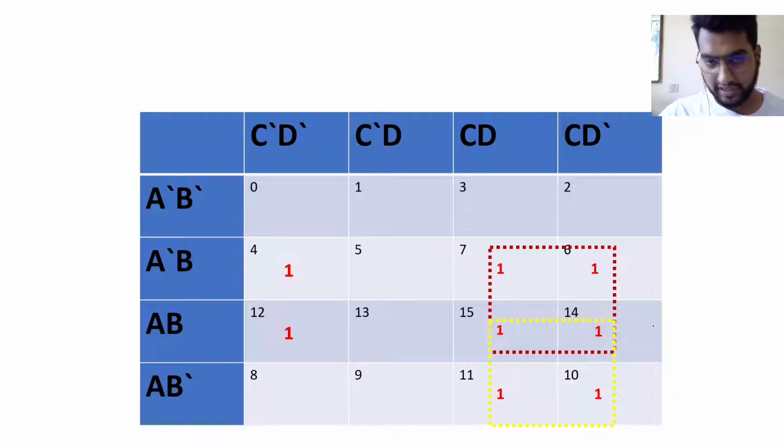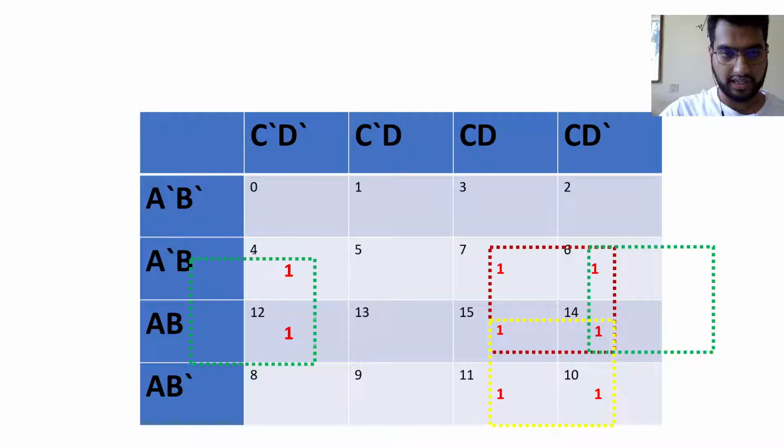I have used these different color schemes to show you the different quads so that you won't mix them up. So this quad covers these minterms 15, 14, 11, 10, and then finally we have another quad in green color, which covers the minterms 4, 12, 6, 14. So we have here 3 quads.